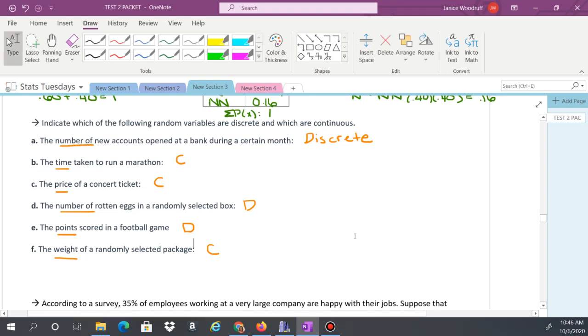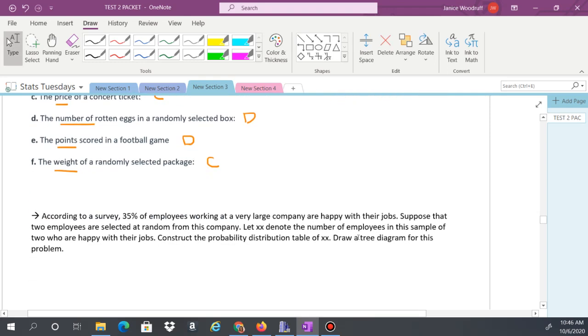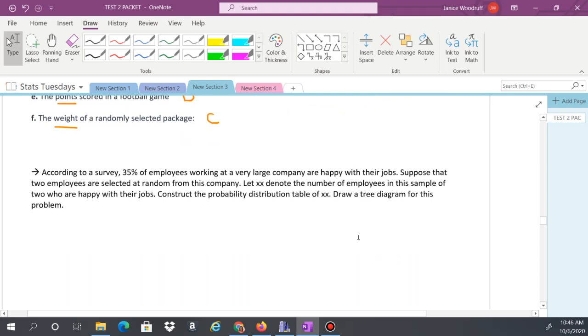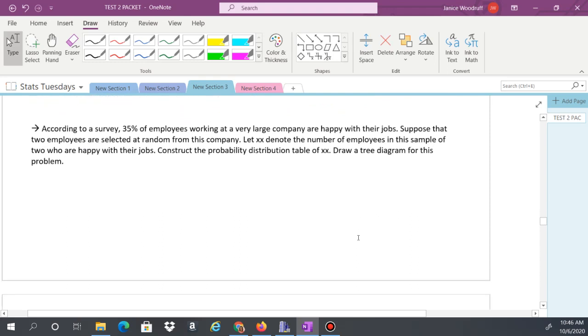Okay, let's look at another probability distribution. So we have here, according to a survey, 35% of employees working at a very large company are happy with their jobs. Suppose that 2 employees are selected at random from this company. Let X denote the number of employees of the sample of 2 who are happy with their jobs. Construct the probability distribution. Draw a tree diagram. Okay, so we have 35% are happy. So you have 2 options, happy or not happy.